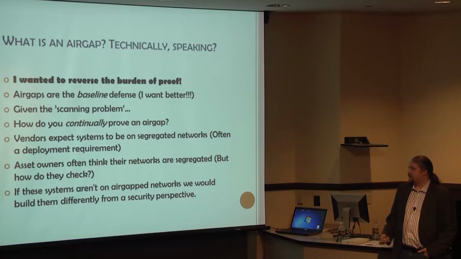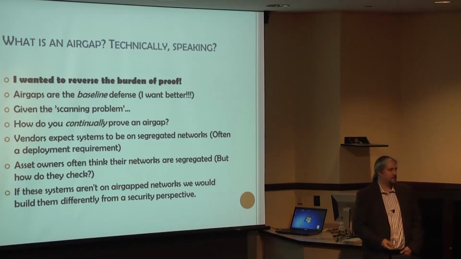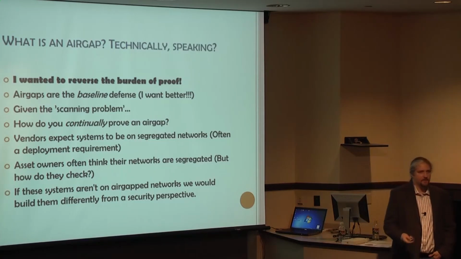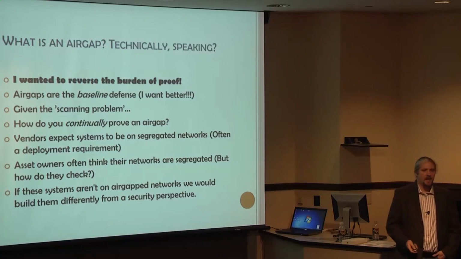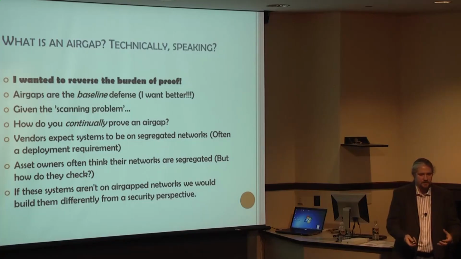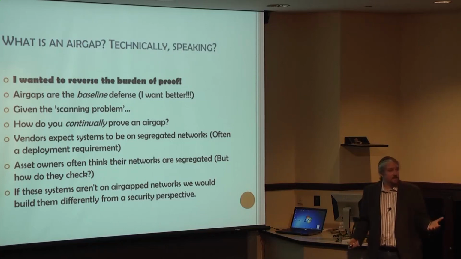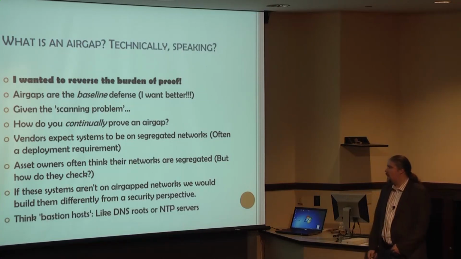Once again, going back to the fragility, if these systems aren't on air-gapped networks, vendors could build them differently. They could actually think about authenticating data, authenticating firmware updates, all sorts of things. And that would focus that security experience and bring in the testers and bring in the development team to think about hostile data and hostile networks, right?